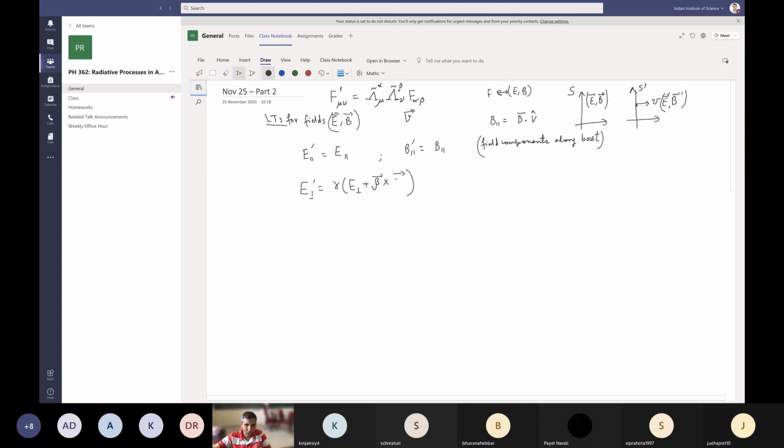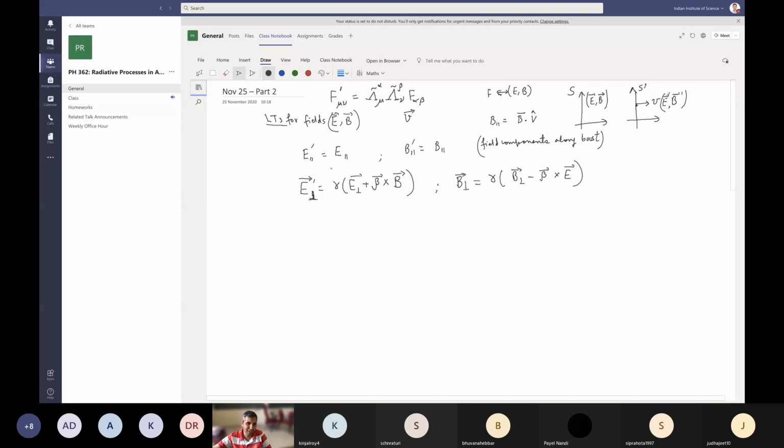Right. So this is how the perpendicular component of the electric field to the direction of boost transforms, and these are actually vectors, because there are two spatial directions perpendicular to the velocity. This is equal to gamma (B perp minus beta cross E). So this is how the fields transform.